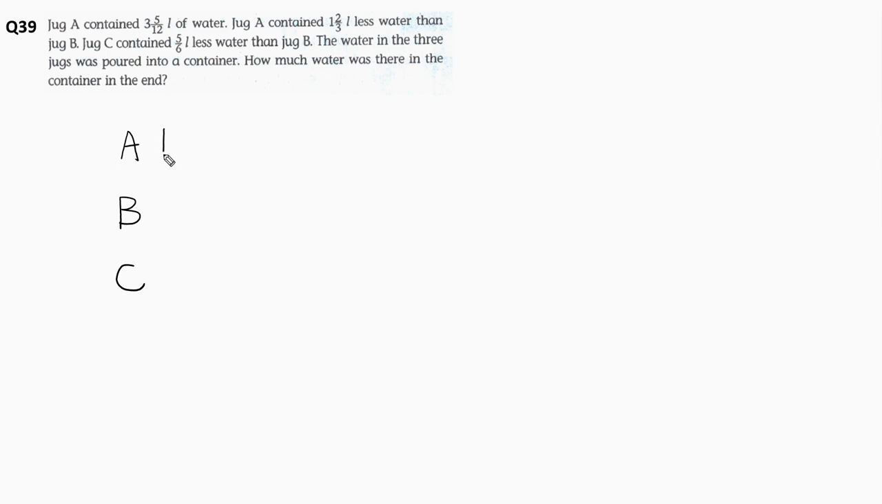So I'm going to just draw a bar. There we go. That represents what was in jug A. And we're told that jug A had, and I'm going to put it here, 3 and 5/12 of a litre. I'm not going to put the units in here, but you obviously need to pay attention to make sure that they're in your answer.